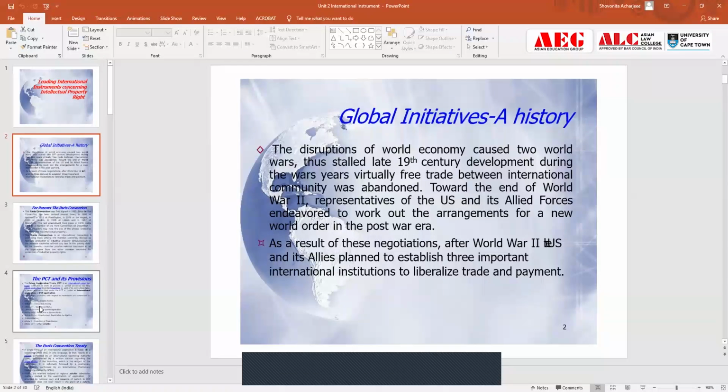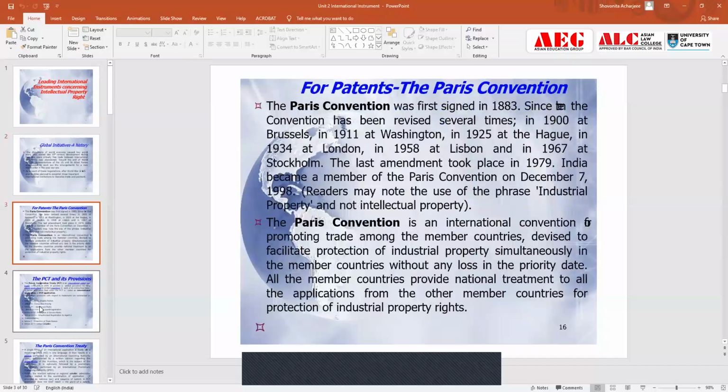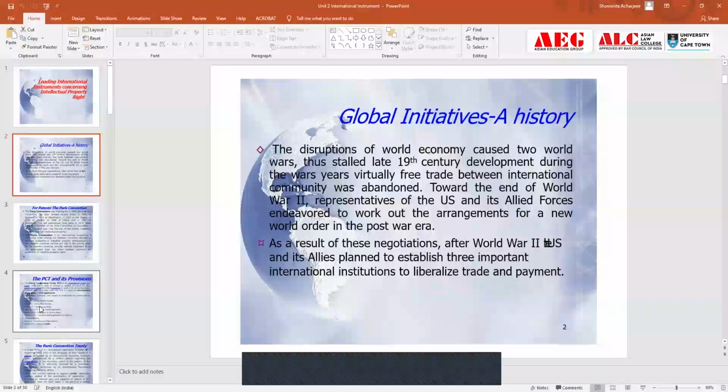Towards the end of this particular war, the US and the allied forces endeavored to create an initiative from the global perspective for establishing international trade and payments. And for this, these international instruments in IPR were the first stepping stone towards an initiative in the IPR sector.